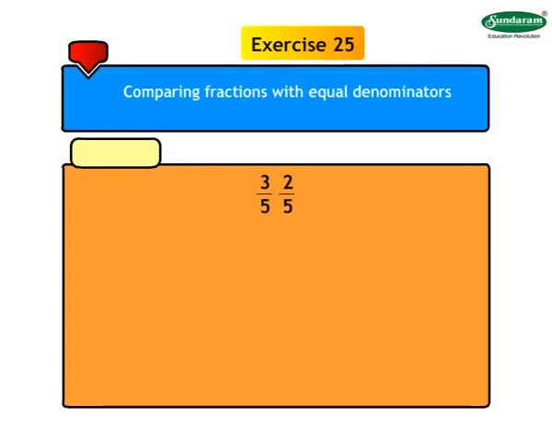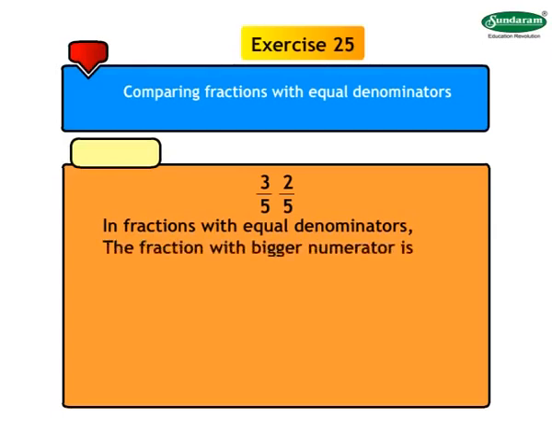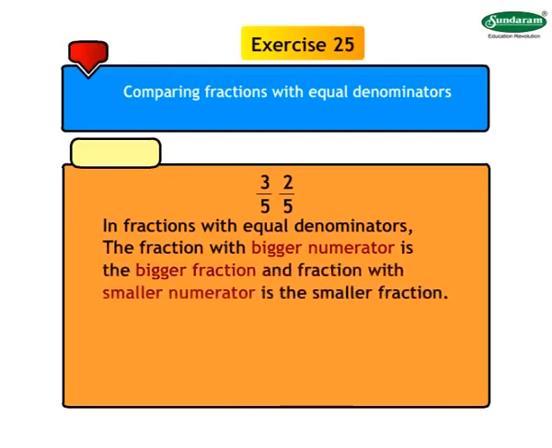Now we have to say which of the fractions is bigger or smaller than the other. In fractions with equal denominators, the fraction with bigger numerator is the bigger fraction and fraction with smaller numerator is the smaller fraction. Among the fraction 3 upon 5 and 2 upon 5, the numerator 3 of the fraction 3 upon 5 is greater than the numerator 2 of the fraction 2 upon 5. Since 3 is greater than 2, hence 3 upon 5 is greater than 2 upon 5.